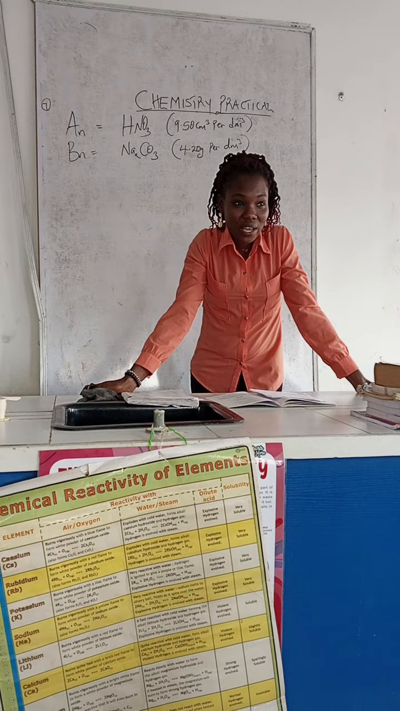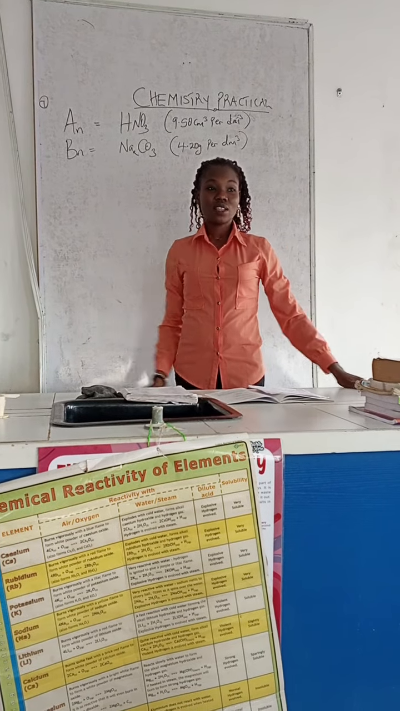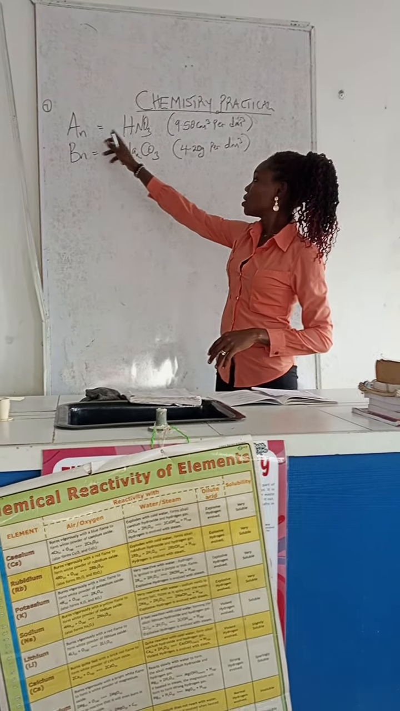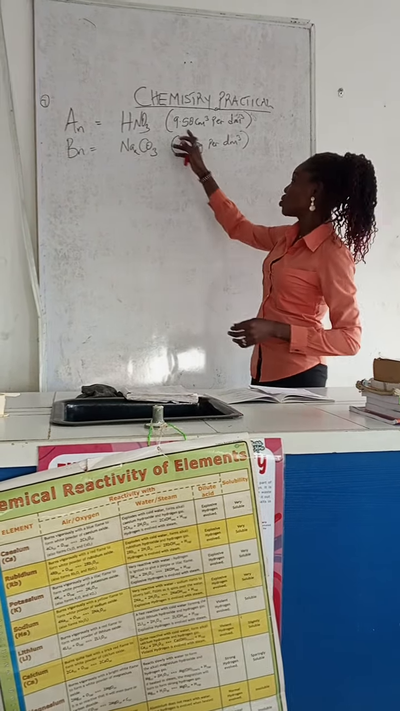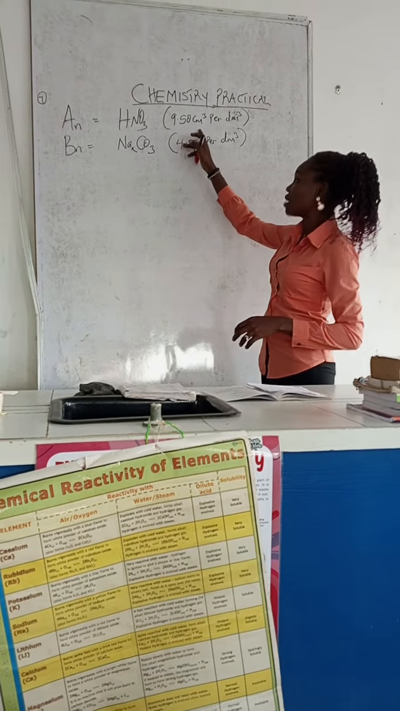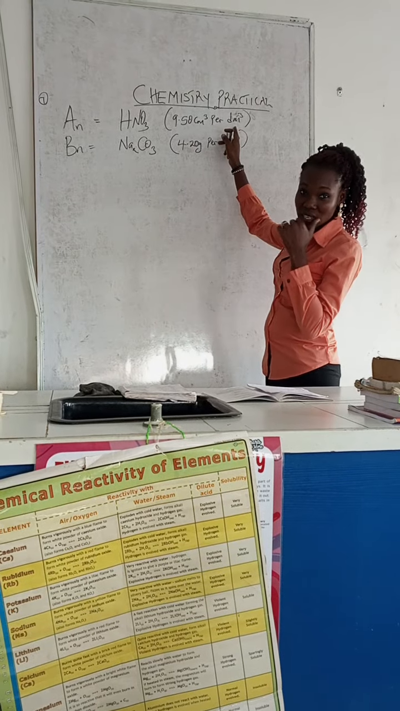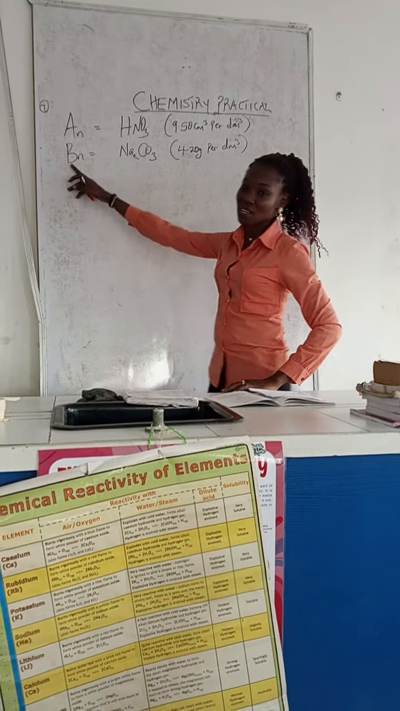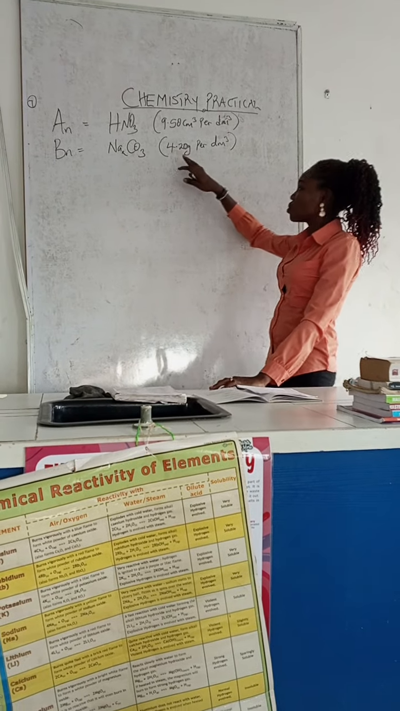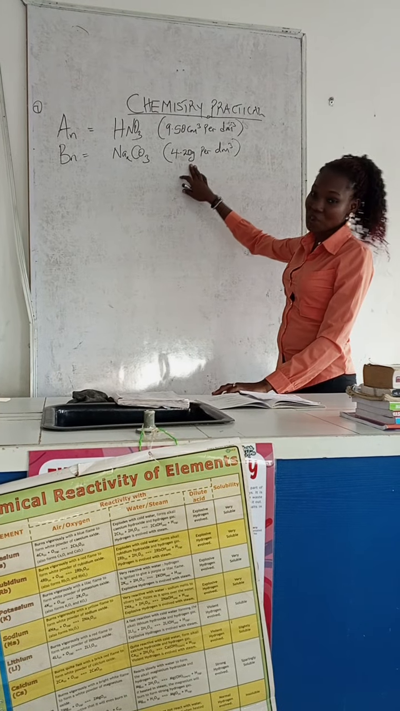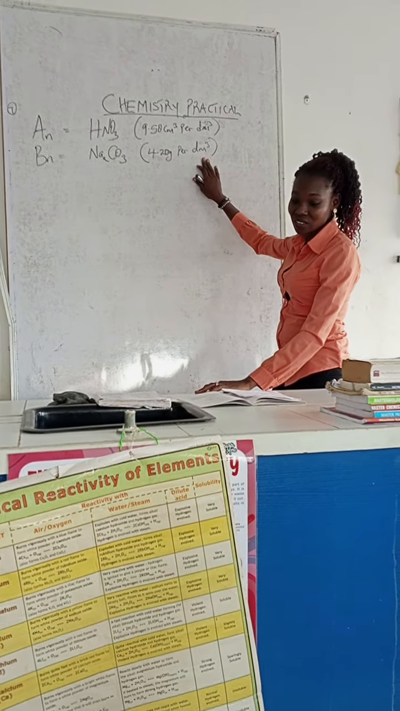From the specification we have for the exam, NECO has given us specimens. Specimen A is trioxonitrate(V) acid, that is HNO3, which is to be prepared by diluting 9.50 cm³ in 1 dm³, that is 9.50 cm³ in 1,000 cm³. And B is sodium trioxocarbonate(IV), which is to be prepared by dissolving 4.2 grams of sodium trioxocarbonate(IV) in 1 dm³, that is 1,000 cm³.